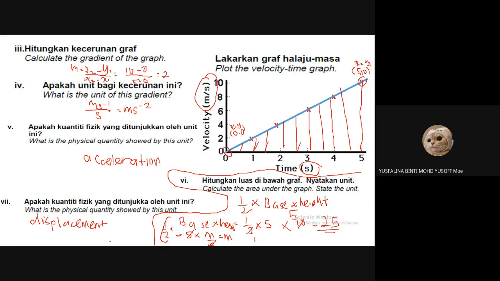Teacher, if I put the answer distance, is it correct? You have to remember the formula for velocity is displacement divided by time. The graph is velocity, so you have to use displacement. If the graph said speed, yes, you can put distance, because speed is distance divided by time. But this one is velocity, so you have to put displacement because velocity is displacement divided by time. I hope you are clear.